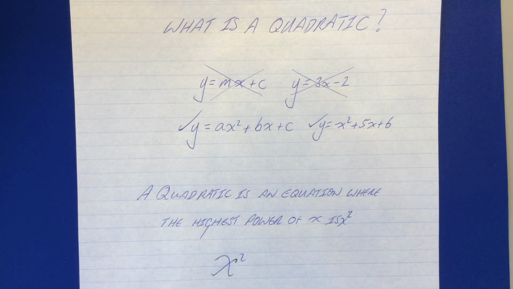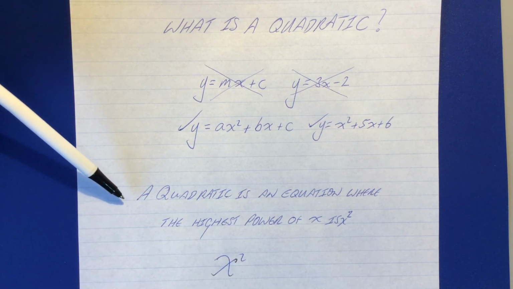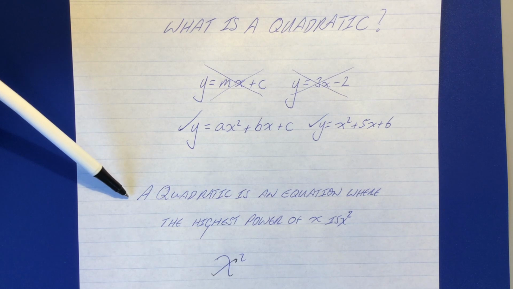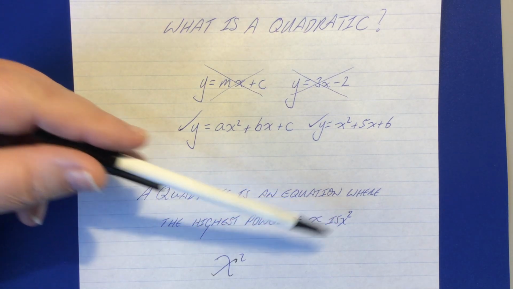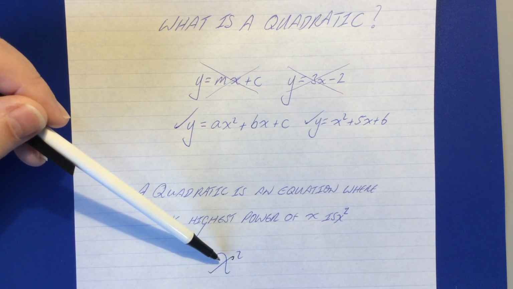Today we're going to look very quickly at what a quadratic actually is. Now, the answer is written down here. A quadratic is an equation where the highest power of x is x squared, this thing here.